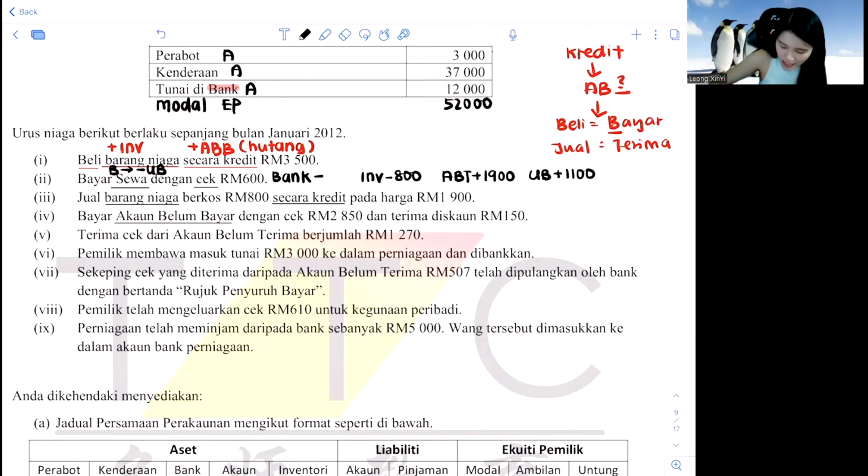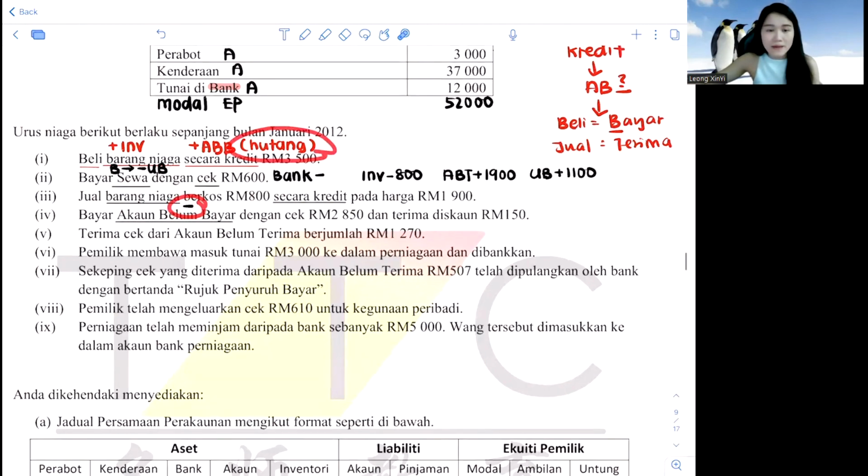If I pay to account belum bayar, what will happen to my hutang? Of course, my hutang will get lesser because I'm trying to clear the debt, right? But how much? Dengan check 2850. Okay, now definitely that is not my hutang. You know why? Because they put the 2850 not behind ABB, but behind the word check. So it means my bank has issued 2850. That is the money I spent.